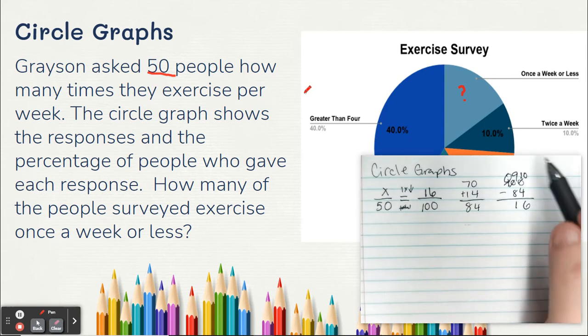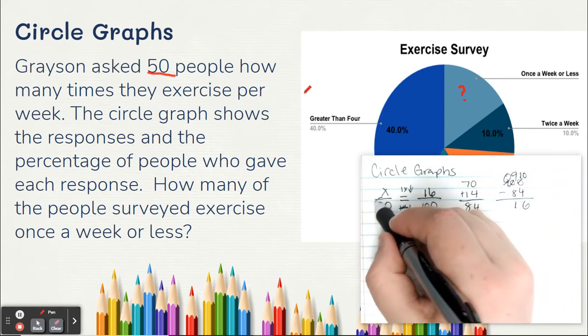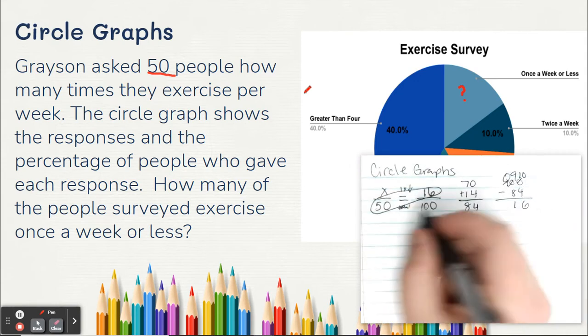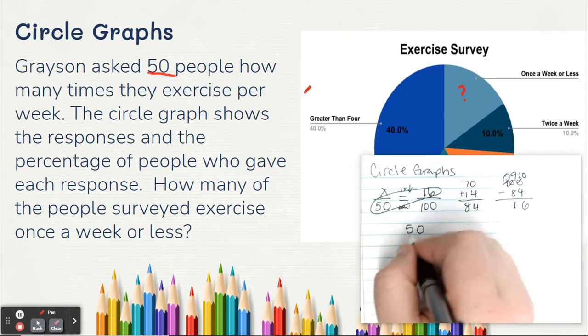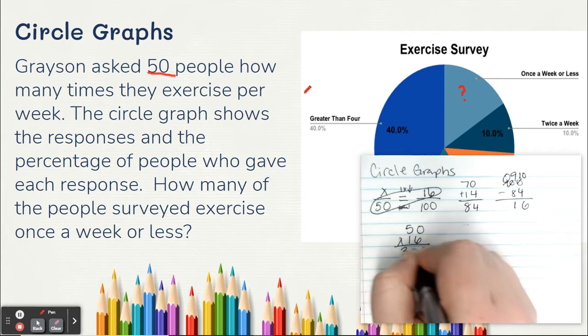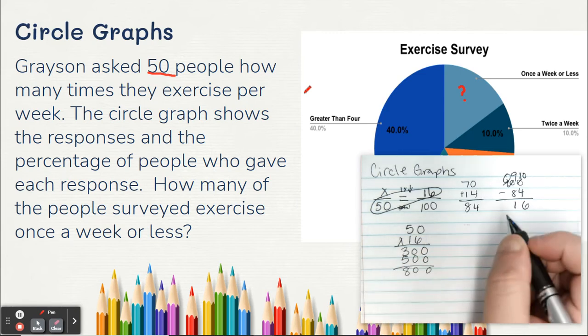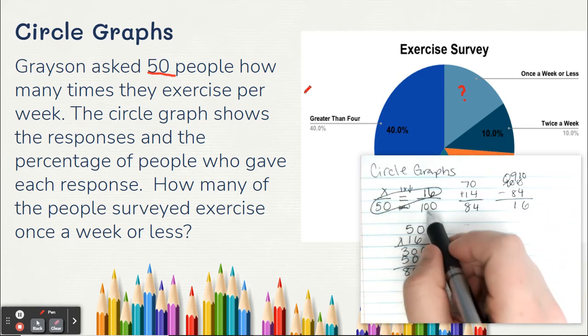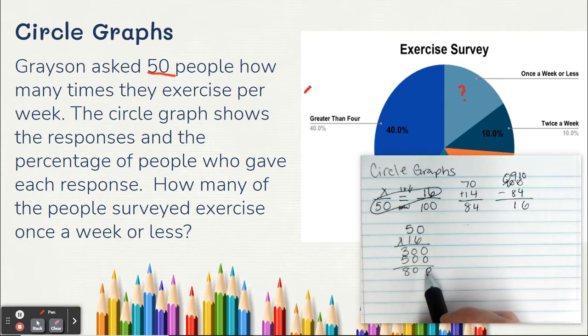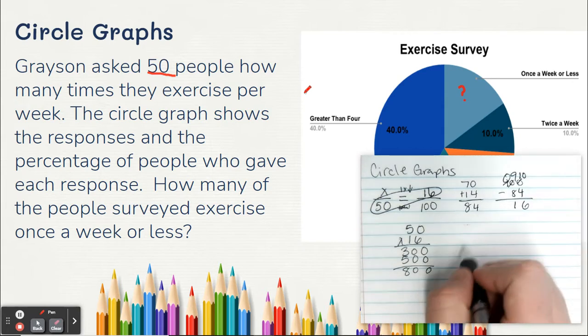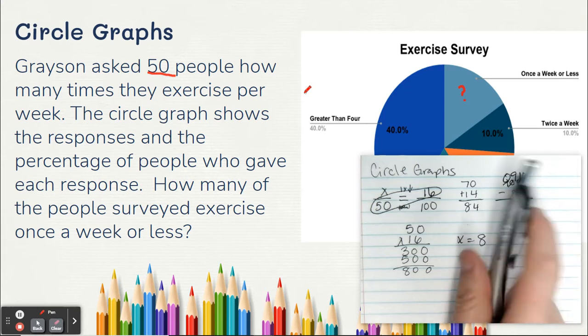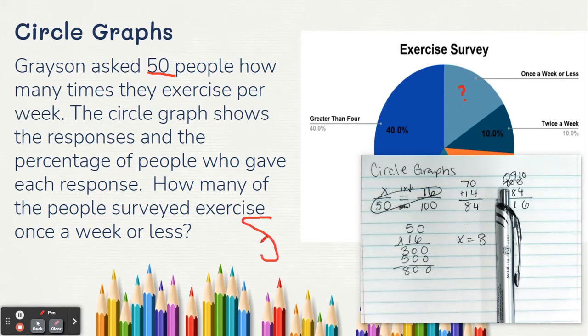Okay. So we're going to do 50 times 16 because we're cross multiplying. That's 800, and then I'm going to divide by 100. 800 divided by 100 is 8. So my x is going to equal 8. So my answer here is 8. Okay, and that's all there is to it.